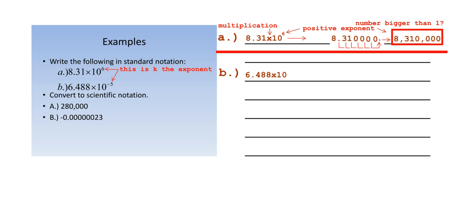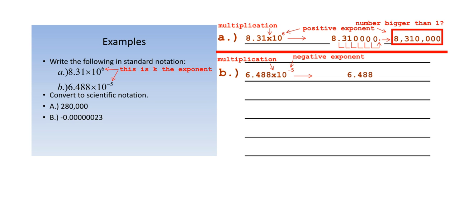B. 6.488 times 10 to the power of negative 5. And let's remember that the x implies multiplication. Agreed? You're welcome to try this on your calculator, actually. You can put it on your calculator. We'll try later. And let's realize that in this case we have a negative exponent.